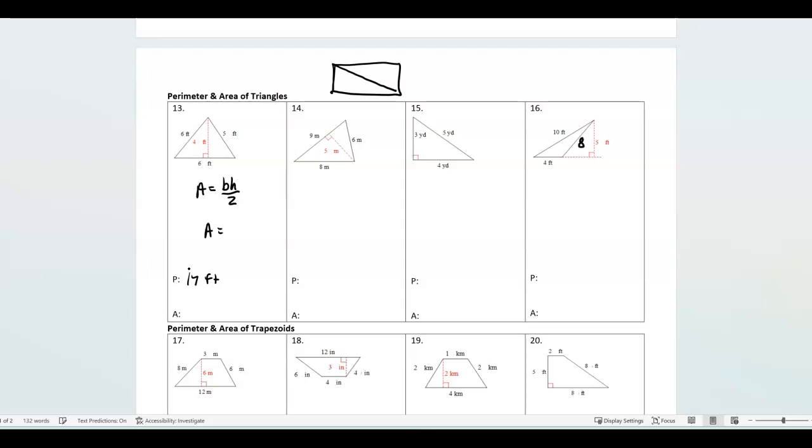So remember, the base is connected to the right angle. So that's going to be 6. The height is the dotted line. That's going to be 4. And remember to divide by 2. So 6 times 4 is 24, divided by 2 gives you 12 feet squared. Don't forget to divide by 2 on that triangle.